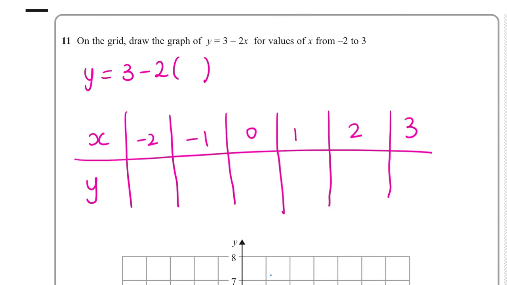The first one here is 3 minus 2 lots of our x, which is minus 2. This one is going to be 3 minus 2 lots of our x, which is minus 1. This one's 3 minus 2 lots of 0. Why? Because our x is 0. So can you see for each one I've written this formula? I would not write this down. I would just make sure this is what I was doing.